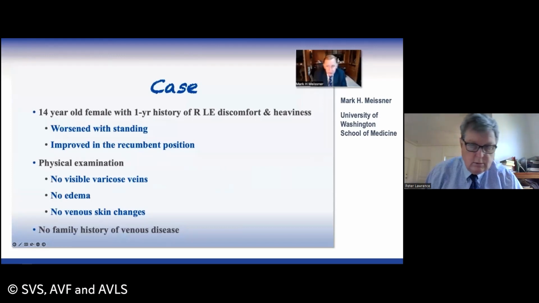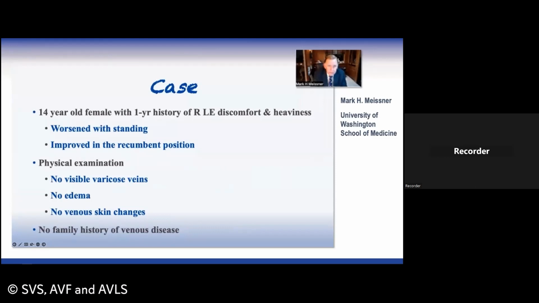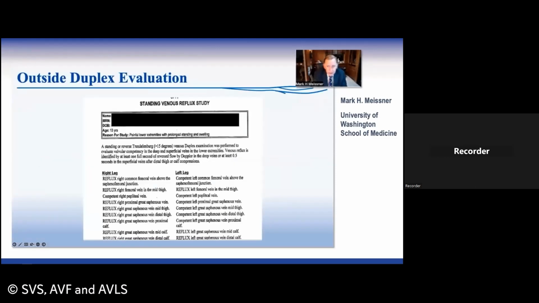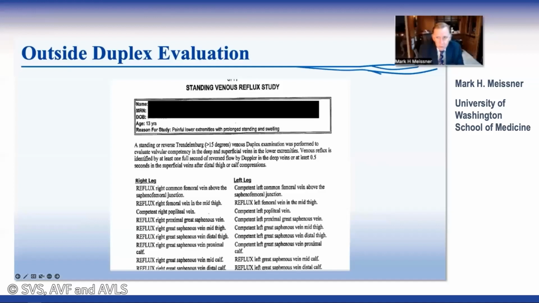On physical examination, she had no visible varicose veins, no edema, and no other signs of venous disease. Her family history was negative for venous disease. She'd undergone an outside duplex examination, which on the report suggested that the exam was done in either a standing or reverse Trendelenburg position, although on questioning the patient and her family, it was clearly done in the supine position and demonstrated reflux throughout the deep venous system, as well as the great saphenous vein on the right, and reflux in the femoral vein and in the great saphenous vein in the calf on the left.